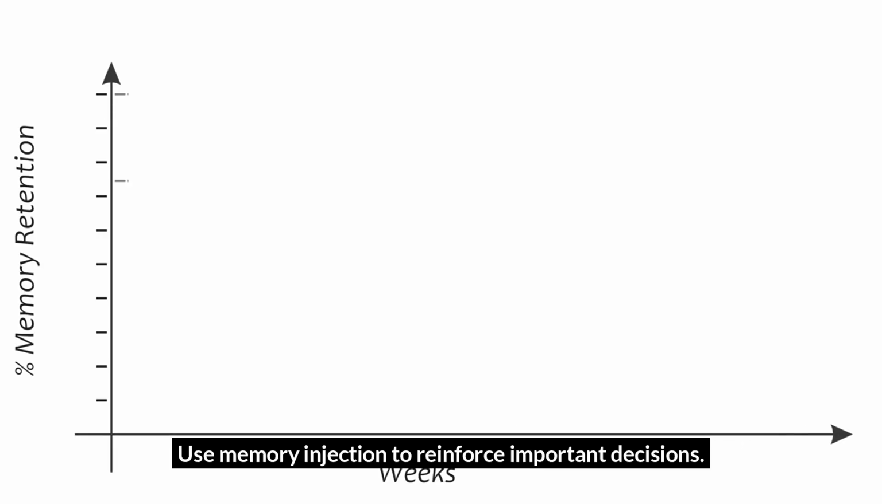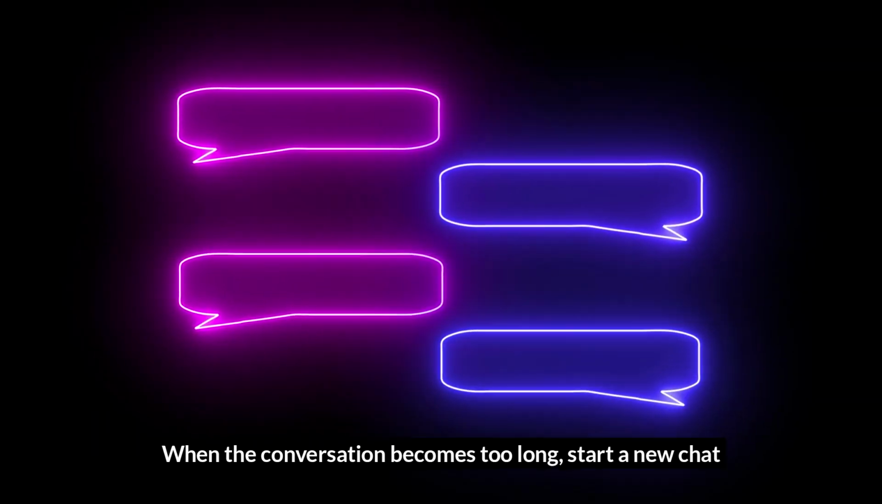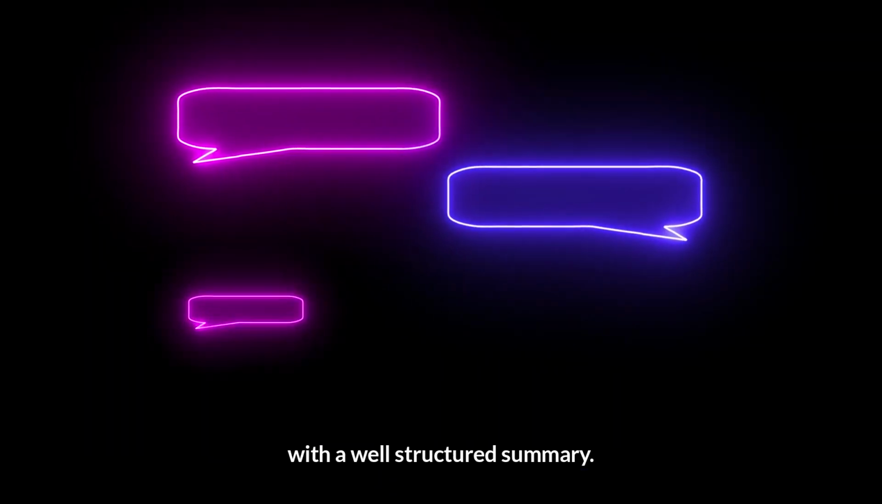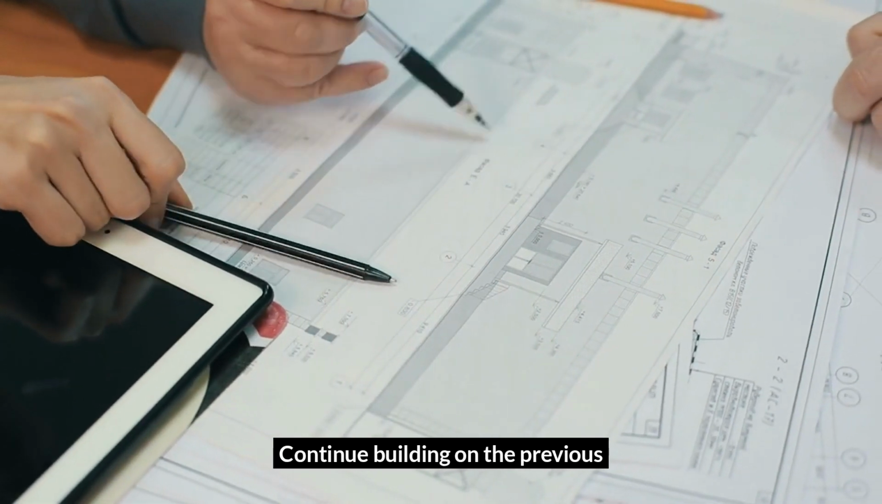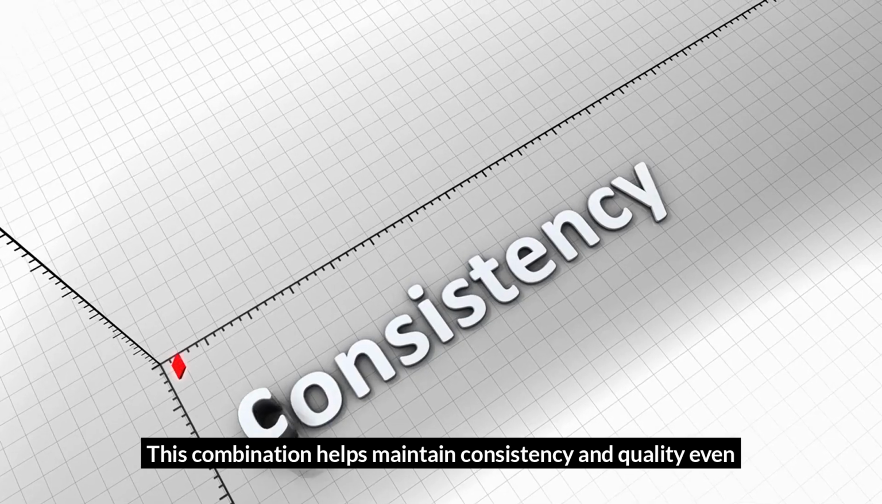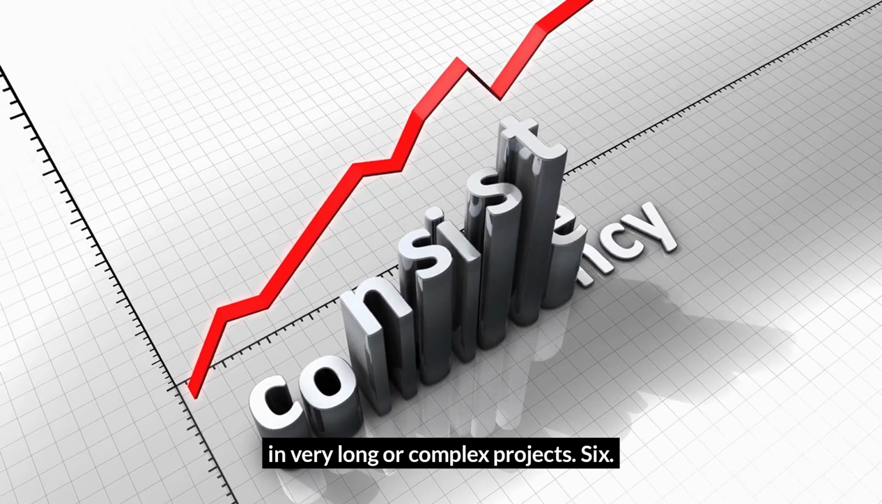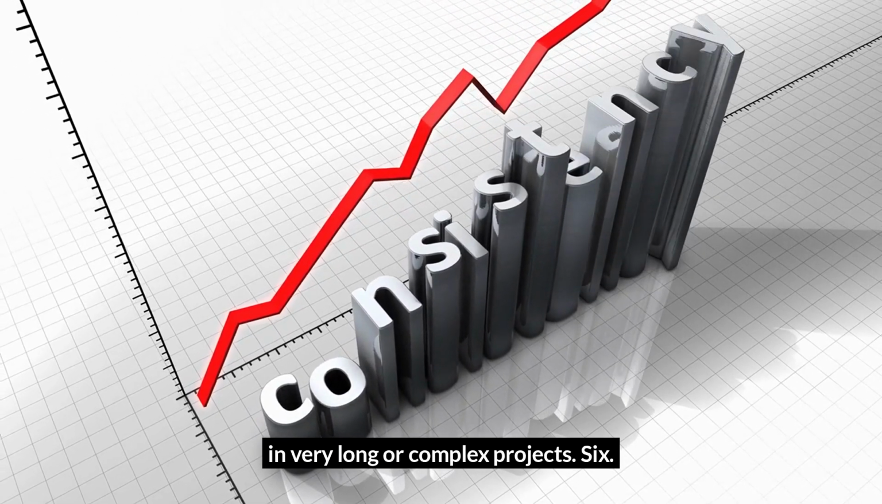Use memory injection to reinforce important decisions. When the conversation becomes too long, start a new chat with a well-structured summary. Continue building on the previous work using the summary as context. This combination helps maintain consistency and quality even in very long or complex projects.